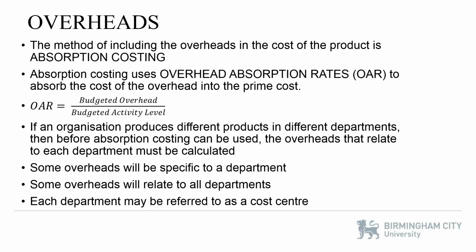What we're going to be doing is something called absorption costing. Absorption costing uses overhead absorption rates, which you'll see abbreviated to OARs. And those are used to absorb the cost of the overhead into the prime cost. In other words, we use an OAR to add an amount of overhead to the prime cost to get the total cost of the product. To work out our OAR, we use a formula which is our budgeted overhead divided by our budgeted activity level. And I'll come back to that shortly.